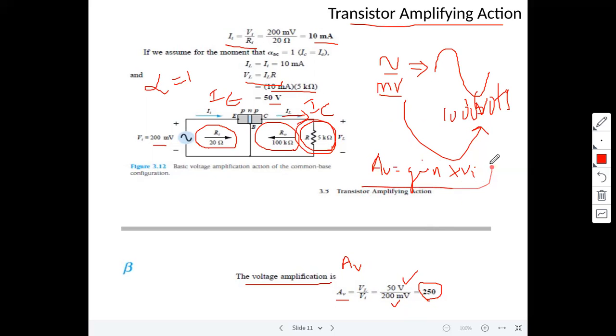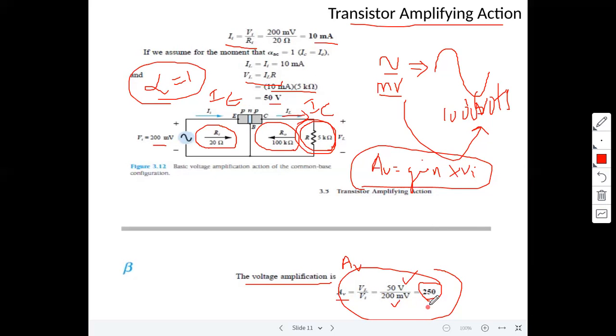This is voltage gain. Current gain is 1. Remember here, IC by IE is equal to alpha, that is equal to 1. Current gain is equal to 1, but voltage gain is very large. Voltage gain is output voltage by input voltage, that gives the 250 value for this case. Like that it amplifies low amplitude signals or very weak signals into high amplitude signals.